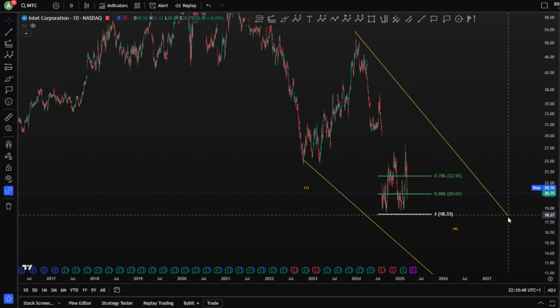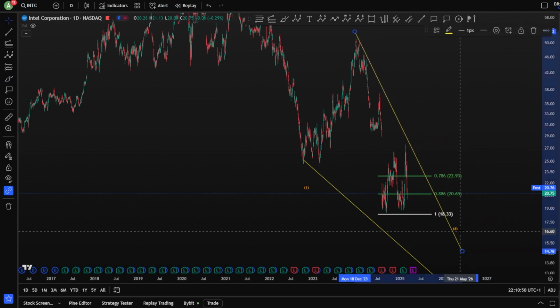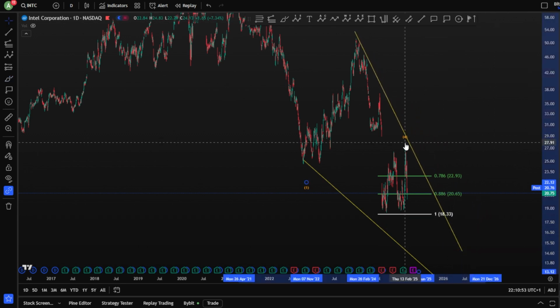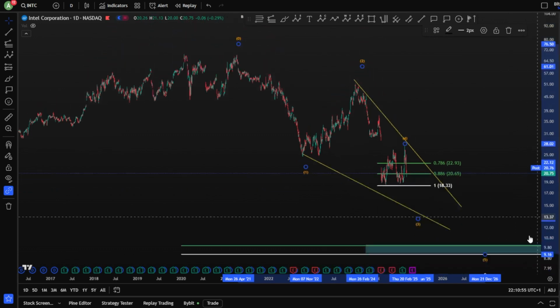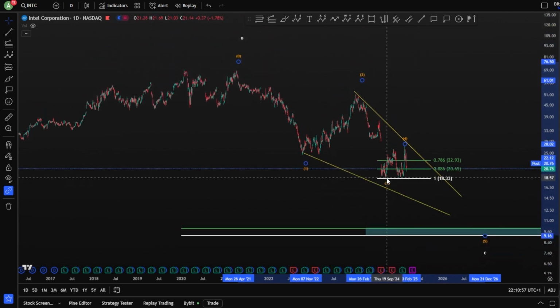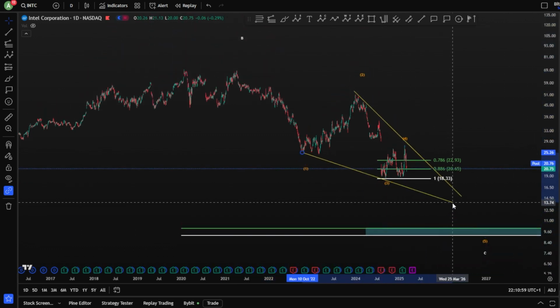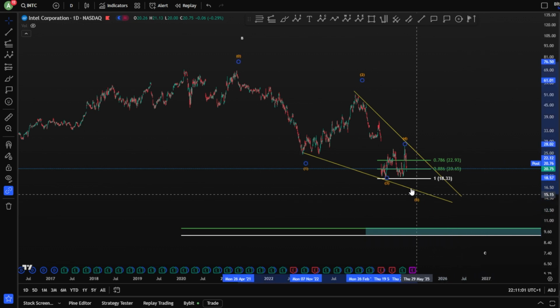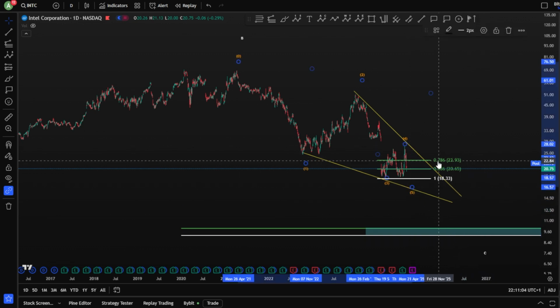Potentially, therefore, we still have to move on with a wave 4 finished exactly here. Because in this scenario, we might have finished our wave 3. And currently, we are heading toward our wave 5.